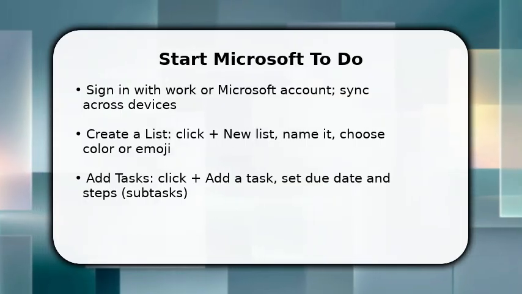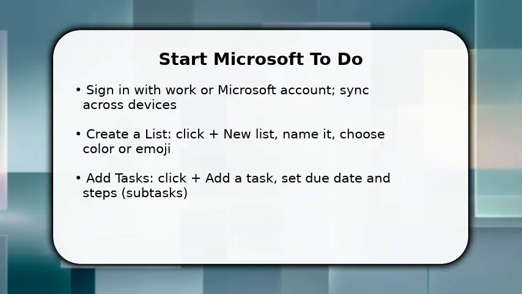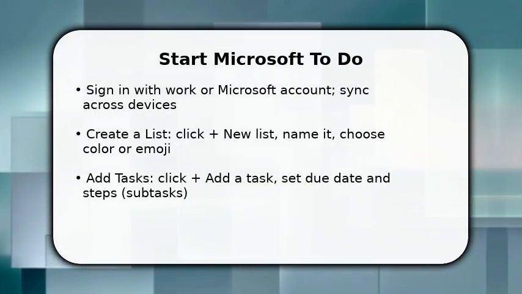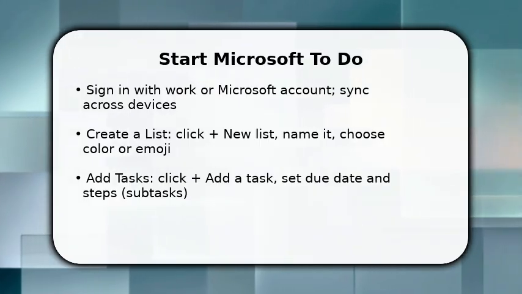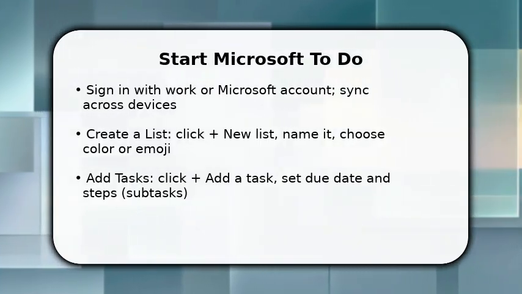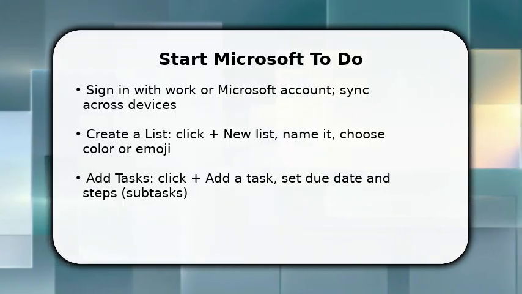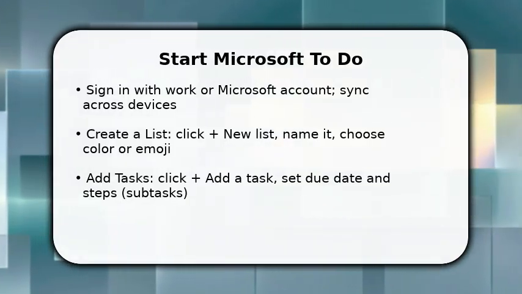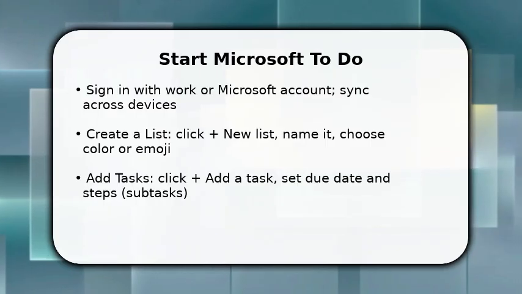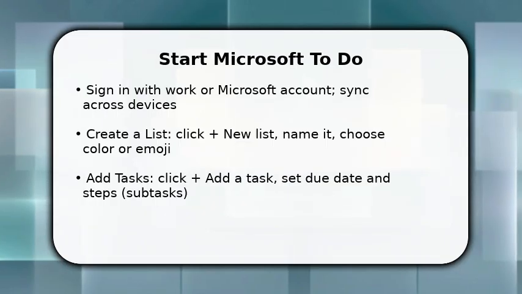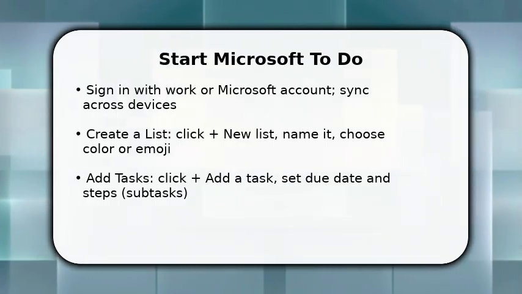You start by signing into Microsoft with your Microsoft or work account so lists sync everywhere. Once signed in, create a list immediately by clicking plus new list, name it clearly for your project, and pick a color or emoji to spot it fast. Then add tasks. Tap plus add a task, give a concise title, and open the task to add due dates and steps. This first setup gets your workspace organized and ready for focused execution.